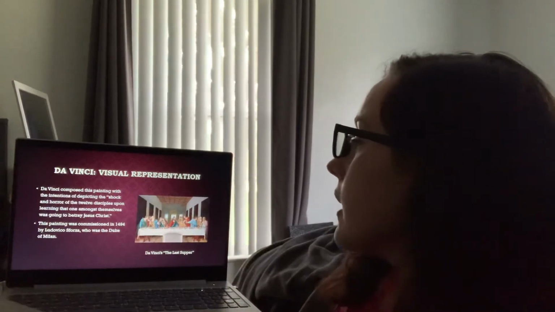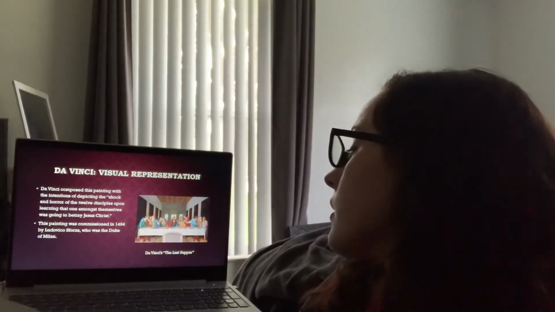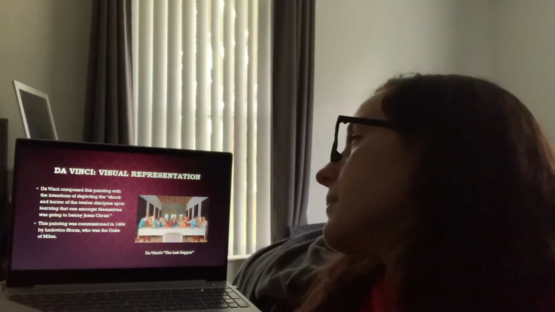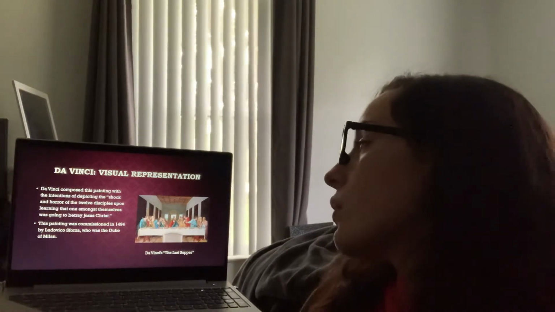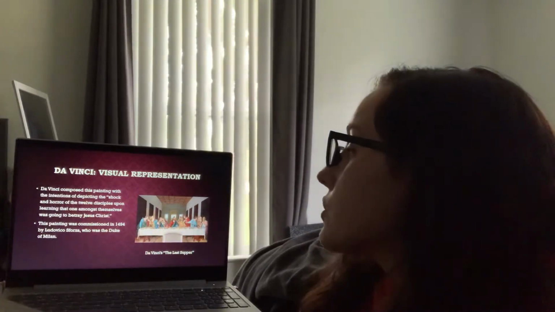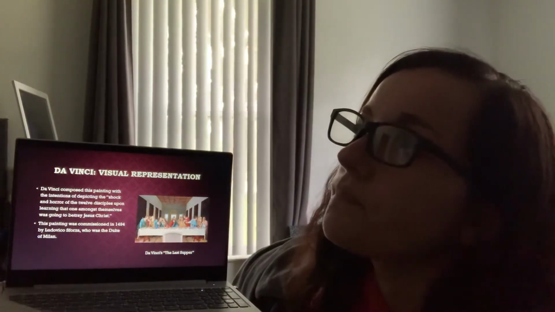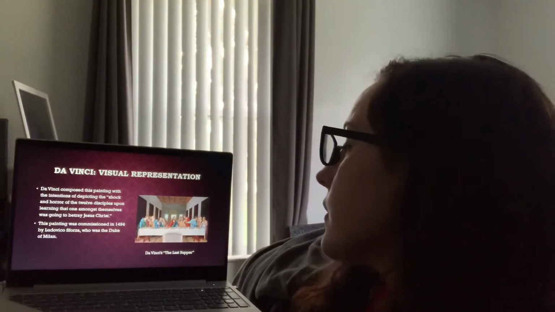And then one more visual representation from Da Vinci is one of his other famous artworks, The Last Supper. It says Da Vinci composed this painting with the intentions of depicting both shock and horror of the 12 disciples upon learning that one amongst themselves was going to betray Jesus Christ. So this was a very religious-based painting. That's what he focused on.